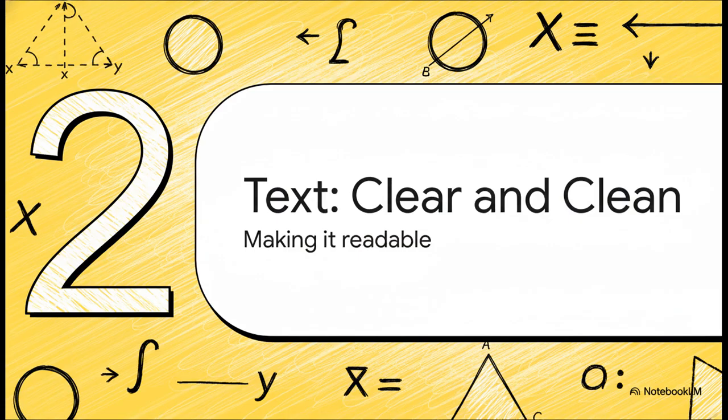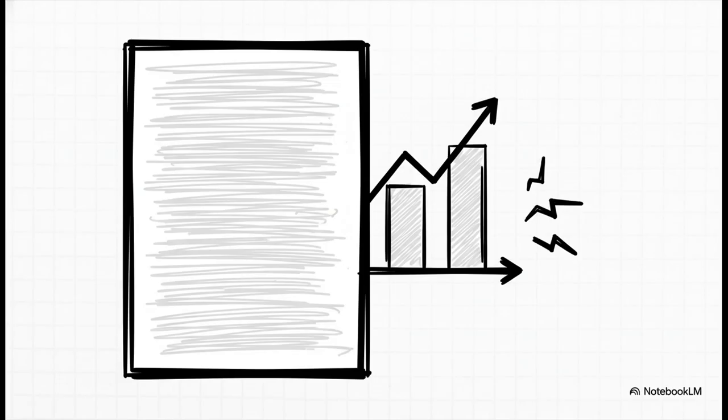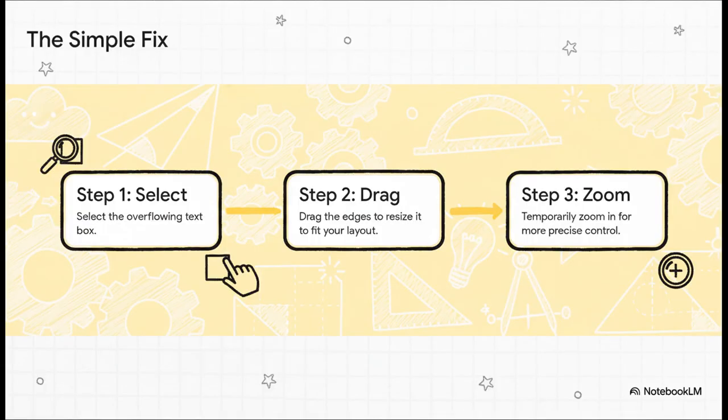Now let's talk about text. Your explanations are just as important as your equations, so we need to make sure they look polished and are super easy to read. We have all been there. You type out this brilliant explanation, but the text box just keeps going, running right off the page, maybe overlapping your graphs. It just instantly makes everything look cluttered. But don't worry, the fix is super easy.